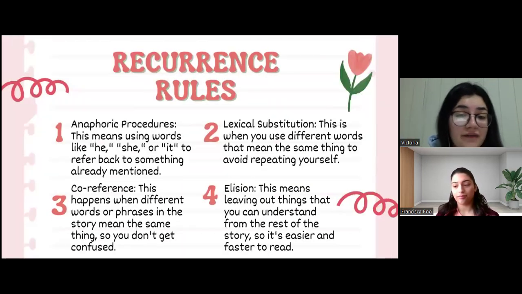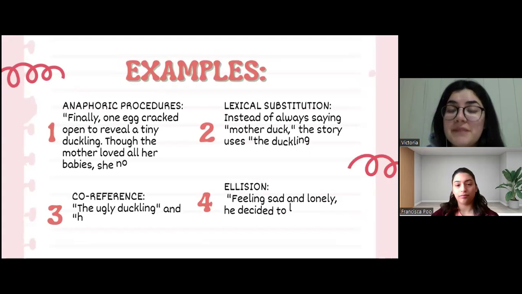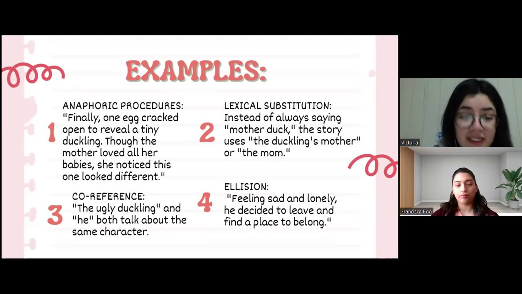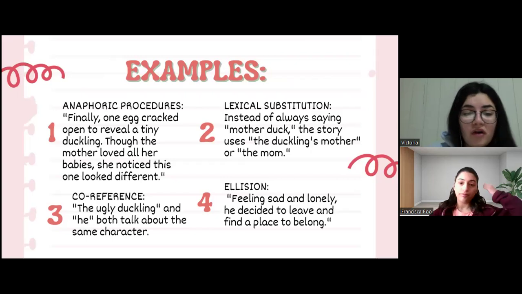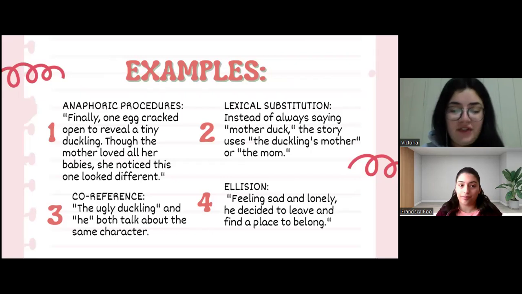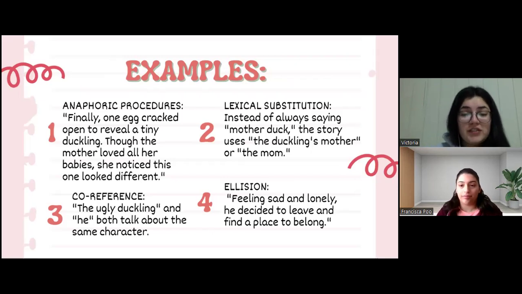Now, let's talk about the recurrence rules. We can have here the rules, right? And now I am going to read the examples for you. These are the examples present in the text. In terms of anaphoric procedures, we have this sentence which tells us, finally, one egg cracked open to reveal a tiny duckling. Though the mother loved all her babies, she noticed this one looked different. So we used the word she.